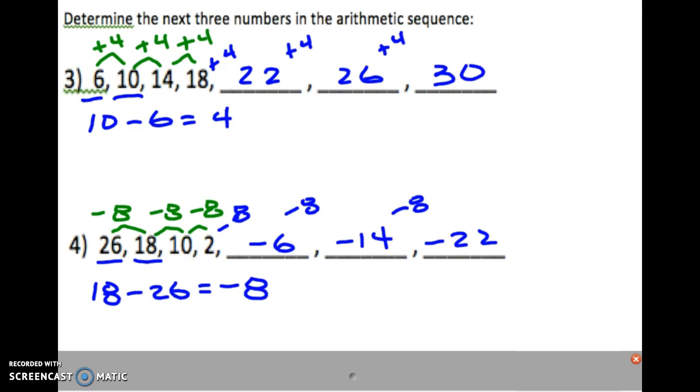And I should point out that it doesn't necessarily have to be the first and second numbers. It can be any consecutive pair. If we take the 10 and subtract the 18, we would still get negative 8. So you can use any pair of consecutive numbers. Hope that gets you through problems 1 through 4.